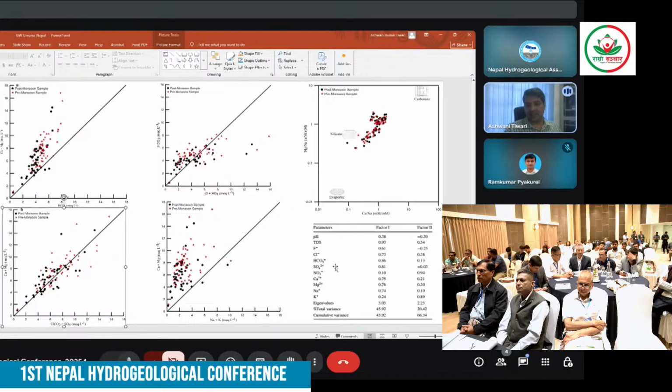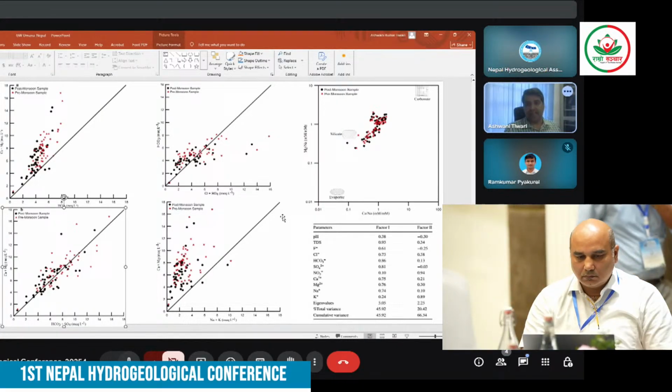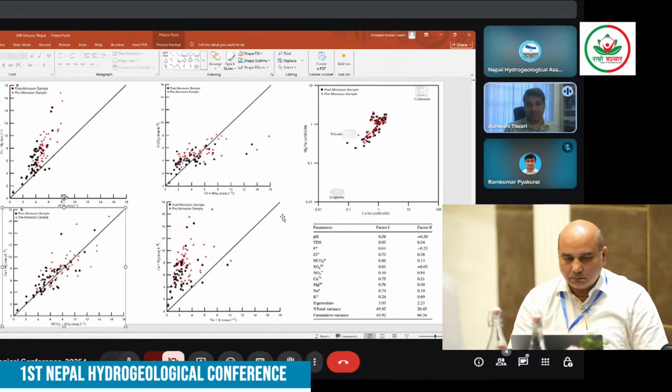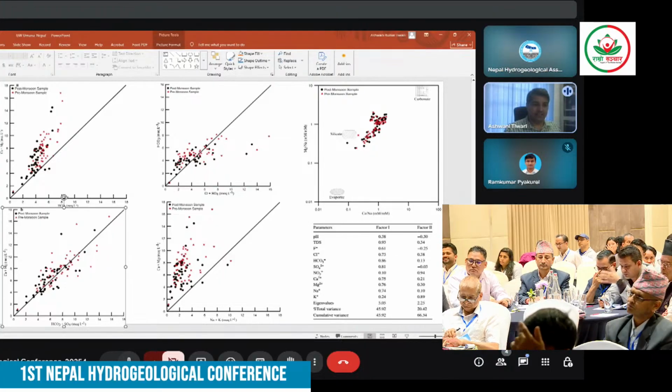And the factor analysis is also indicating that TDS has a good correlation with bicarbonate, calcium, magnesium, and sodium. Bicarbonate has a positive correlation with calcium, magnesium, and sodium, and they have loading in factor 1, which indicates that they are primarily controlled by silicate and carbonate weathering. On the other hand, you see high loading of nitrate and potassium in factor 2, which indicates they are coming from domestic and agricultural sources.